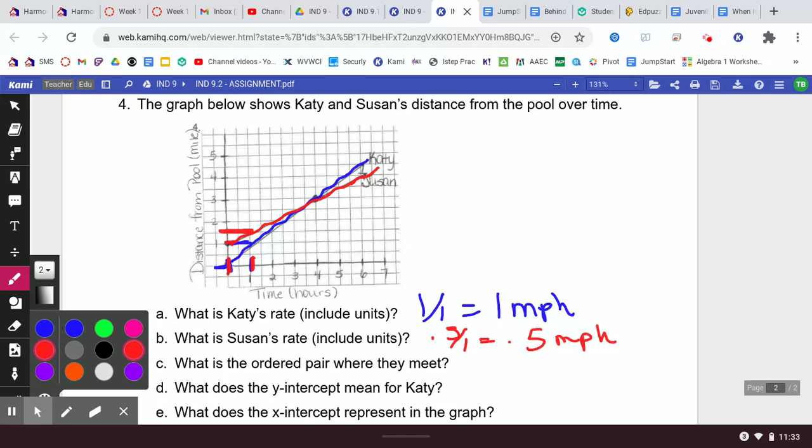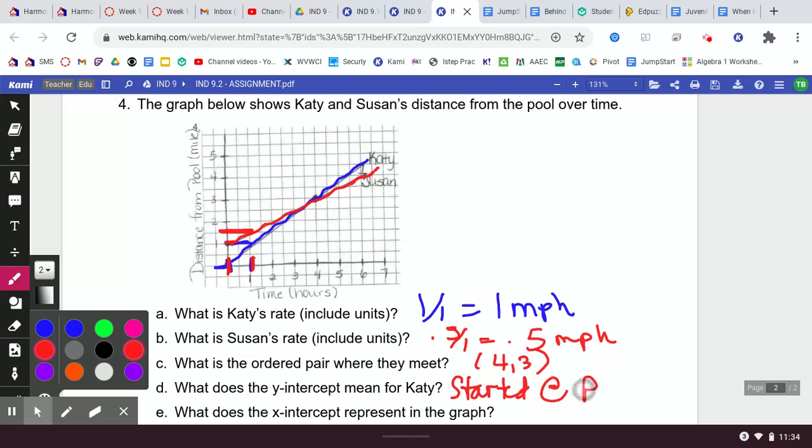Okay. What is the ordered pair of where they meet, Gage? 4-3. Good. 4-3 is the ordered pair, x first, then y, and then use the soft brackets. What does the y-intercept mean for Katie? Michaela? She started a mile away. Katie did? No. I think Susan, but Katie, the y-intercept for Katie. Katie's the blue line up there. So where did Katie start? At the pool.